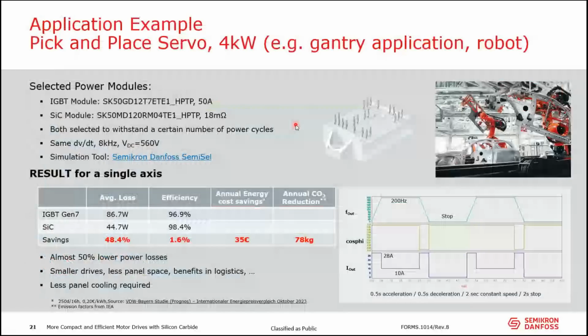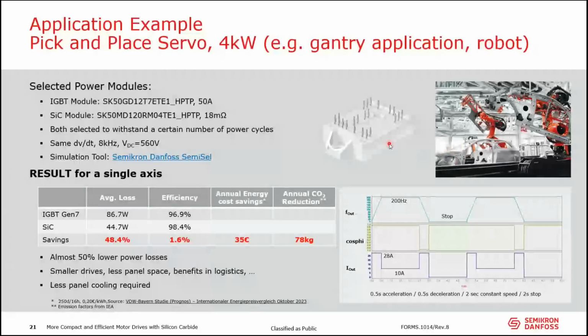The last application that I want to look at is a servo application here. I used a typical pick and place cycle where something accelerates for 500 milliseconds, runs at steady speed for 2 seconds, decelerates for 500 milliseconds, stops for 2 seconds, and then does the same in the opposite direction. That could be a pick and place gantry application. It could also be an application like this robot here, which is putting one part from one side of the production to the other, or to the car here. So it's moving things back and forth.